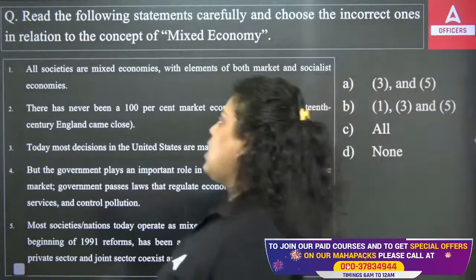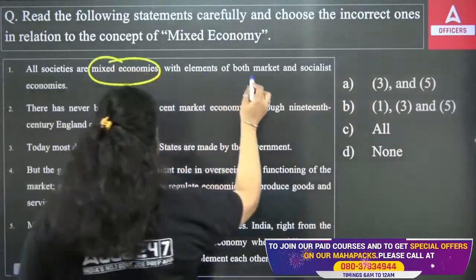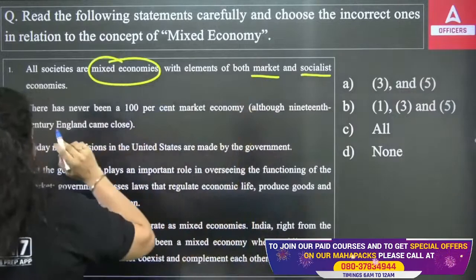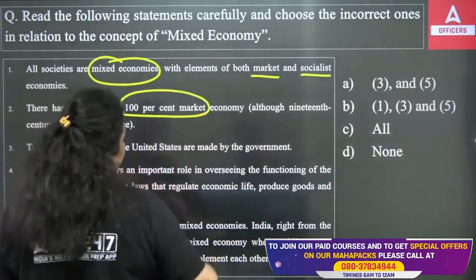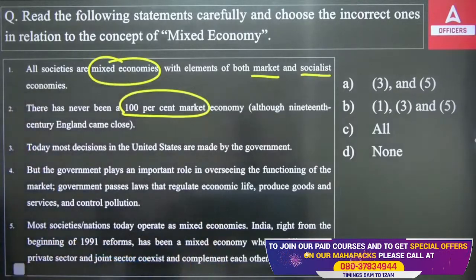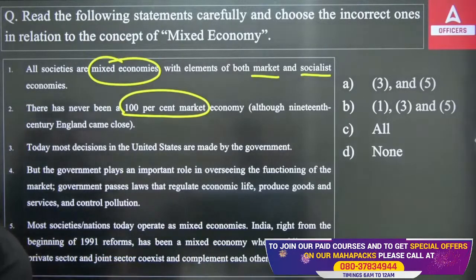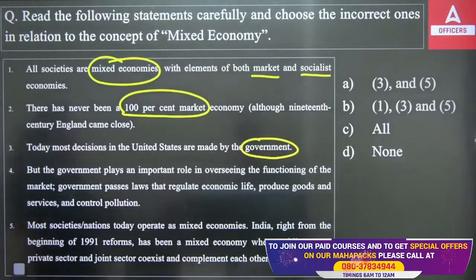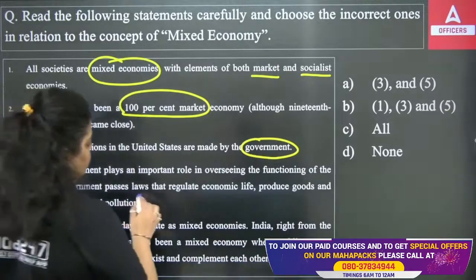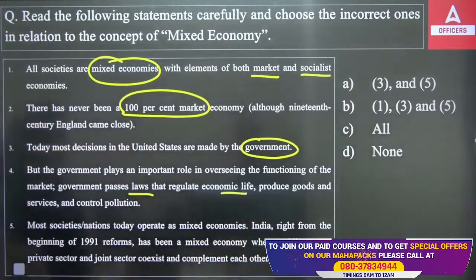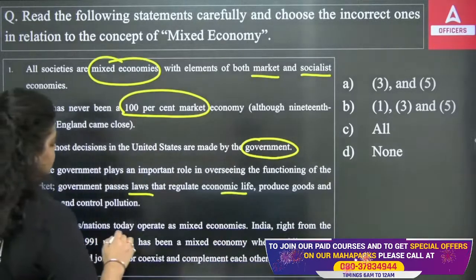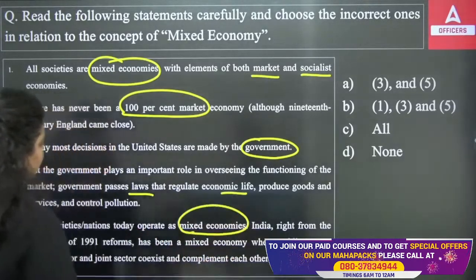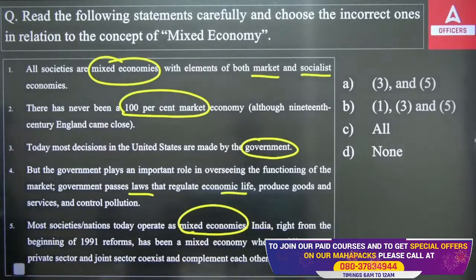Okay. So first is, all societies are mixed economies with elements of both market and socialistic. Second, there has never been a 100% market economy, although 19th century England came close. Third, today most decisions in the United States are made by the government. Okay. Fourth, the government plays an important role in overseeing the functioning of the market. Government passes laws and regulates economic life, produces goods and services, and controls pollution. Okay. Fifth, for most societies, nations today operate as mixed economies. India, right from the beginning of the 1991 reforms, has been a mixed economy where public sector, private sector, and the joint sector coexist and complement each other.